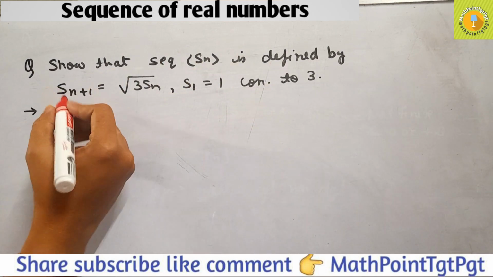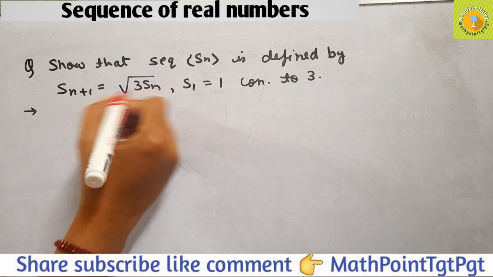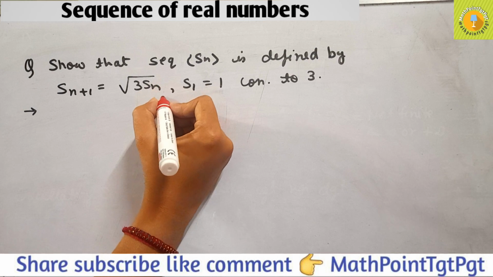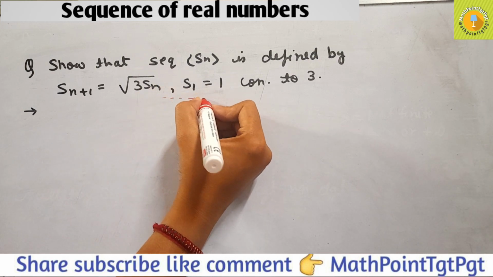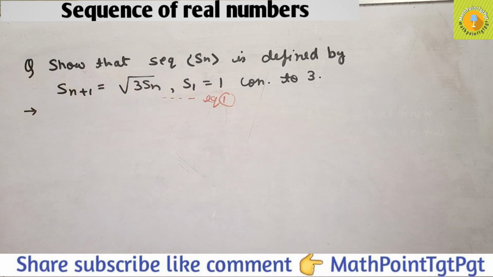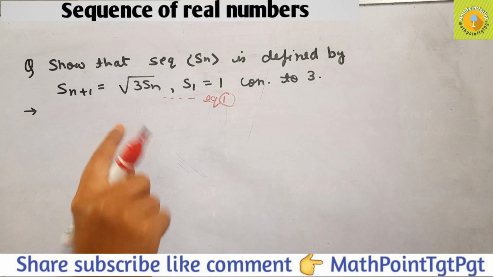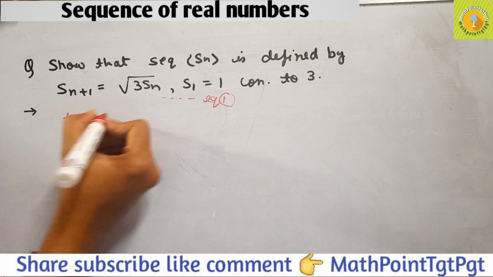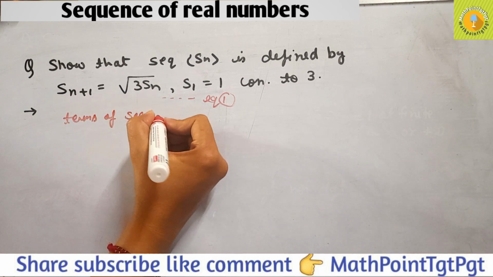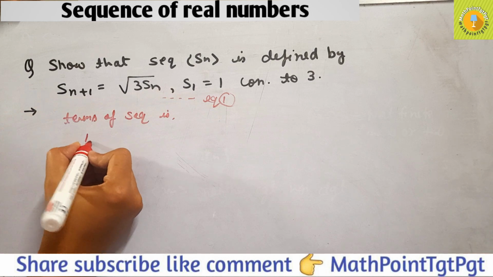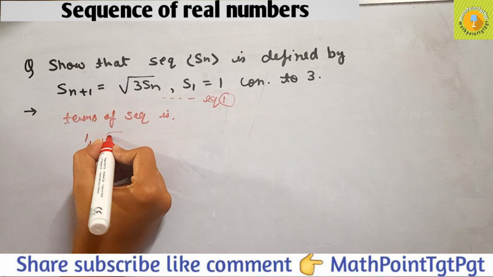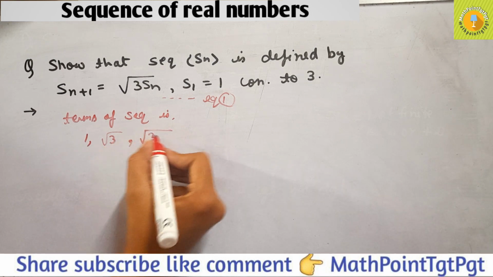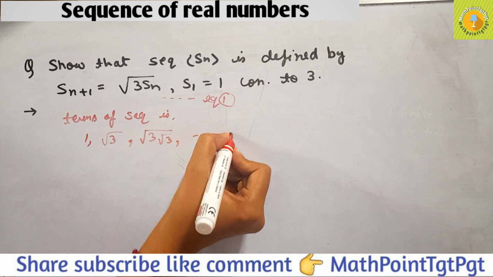Our question is: show that the sequence Sn defined by these terms converges to 3. Suppose the relation is Sn+1 = root of 3Sn. Let this be equation 1. Now if we write the terms of this sequence, s1 is 1, s2 is root of 3 s1, the next term is root of 3 times root 3, and so on.